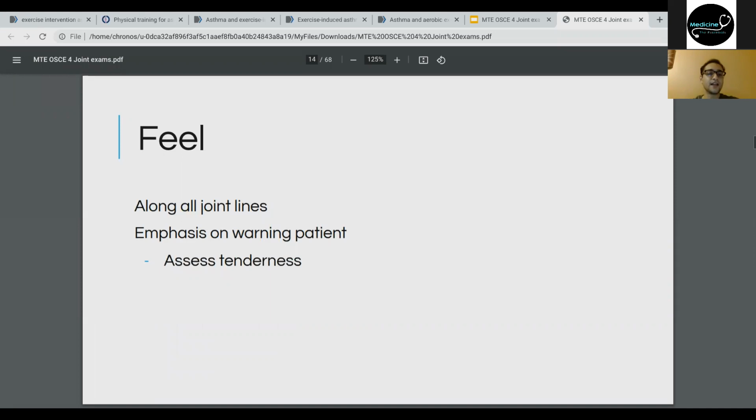Feel, so you want to feel along all the joint lines around that joint space. Make sure before you start feeling around the joint, you are preparing the patient and saying, look, this may be a little bit painful. If it becomes too painful at any time, please stop me and we can move on to the next part of the exam. And you're assessing for the point of tenderness. So sometimes it may be diffuse over an area. Sometimes it might be specific to one spot.